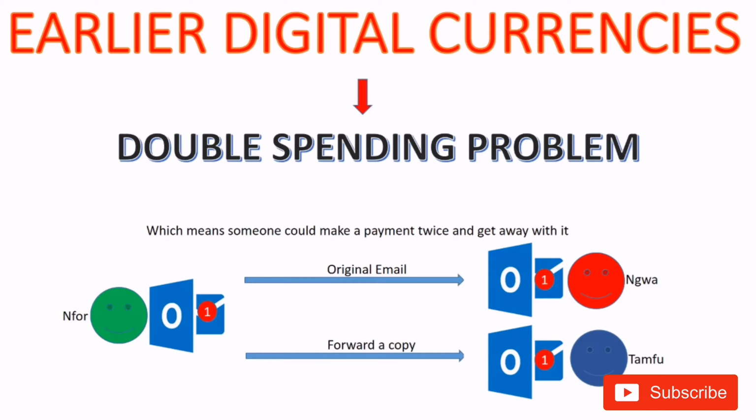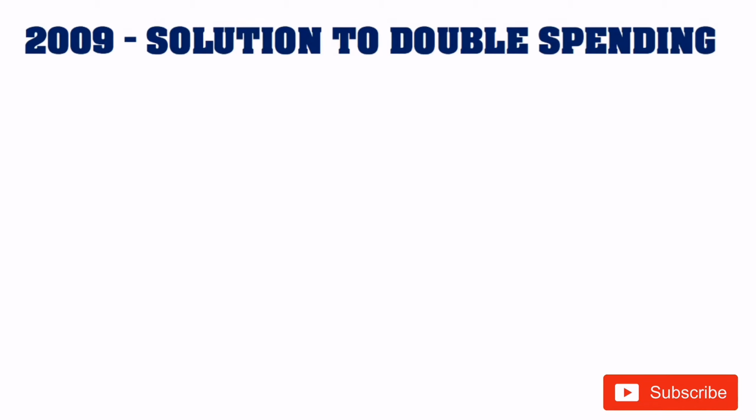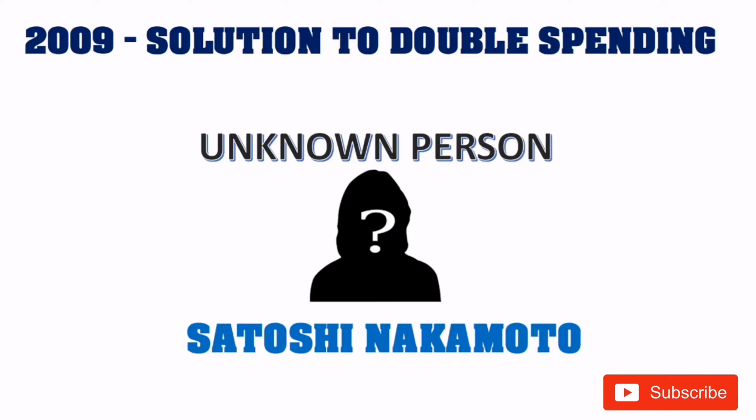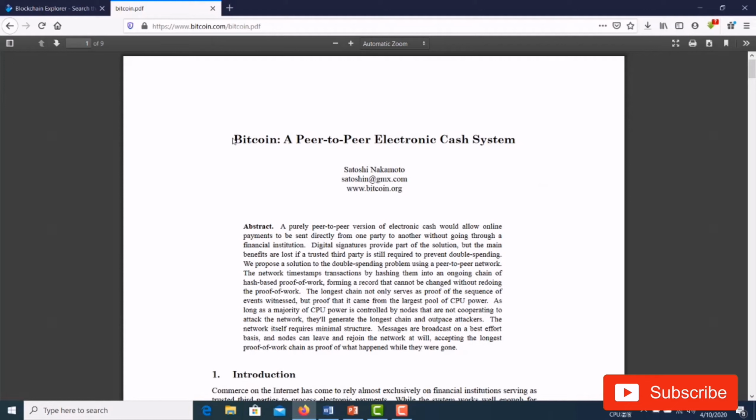This is exactly what happened to earlier digital currencies. There was a problem of using the same funds and sending them to different people, and no way to verify it, no way to check. In 2009, a solution to double spending came up by this unknown person who went only by the name of Satoshi Nakamoto. He proposed a solution that involved a decentralized system, a peer-to-peer electronic cash system. Here, he wanted to solve the problem of double spending.